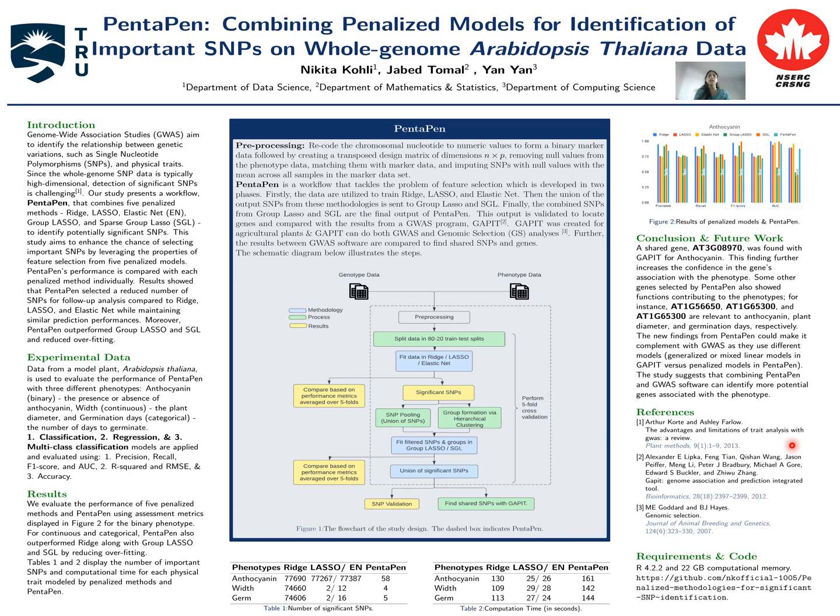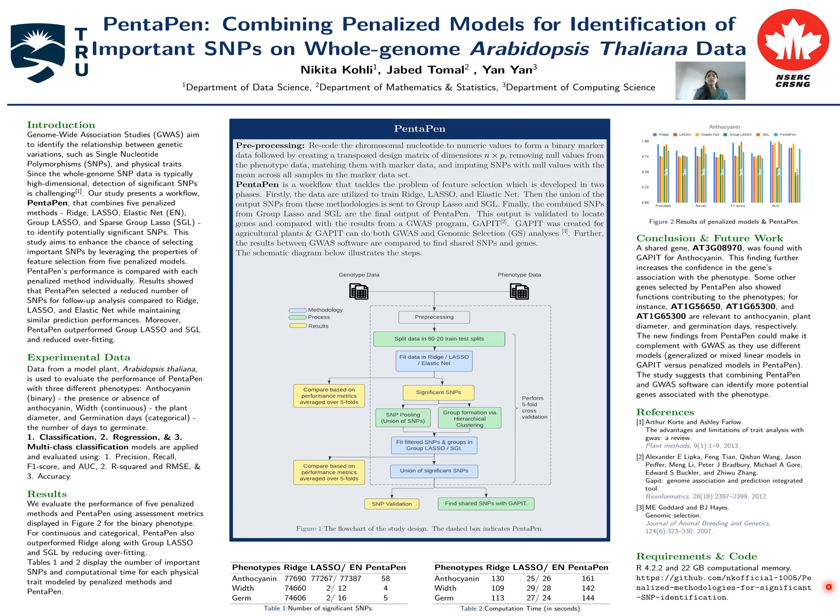This research aims to tackle this challenge by proposing a new workflow, Pentapen, which combines 5 penalized models: Ridge, Lasso, ElasticNet, Group Lasso, and Sparse Group Lasso. It enhances the chance of identifying potentially significant SNPs by leveraging the properties of feature selection from the 5 penalized models.